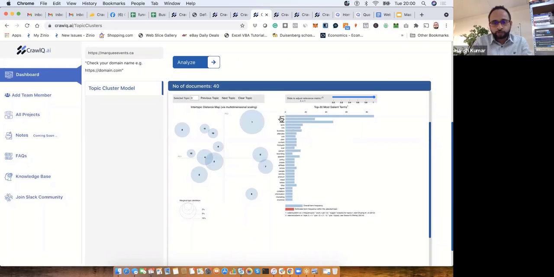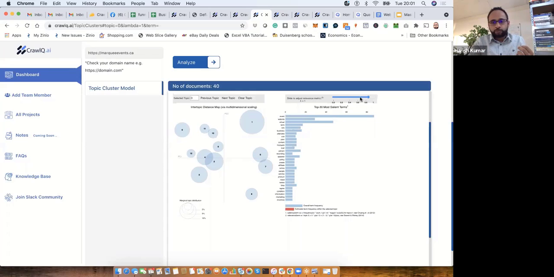So the main topic was event. The circle that you see here is a topic. So there is topic 1, topic 2, topic 3. There are 12 topics here. Topic 1, which is dominant on this website, marqevent.ca, is a collection of terms. I'm not saying keywords again. I'm saying topic 1, the circle, is a collection of terms which together contribute to this topic 1.